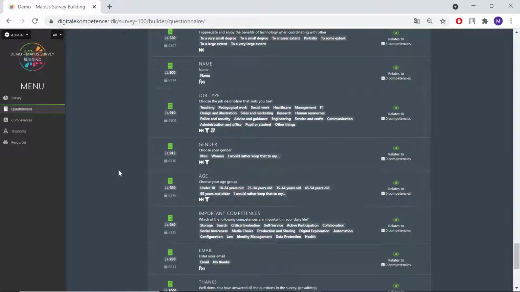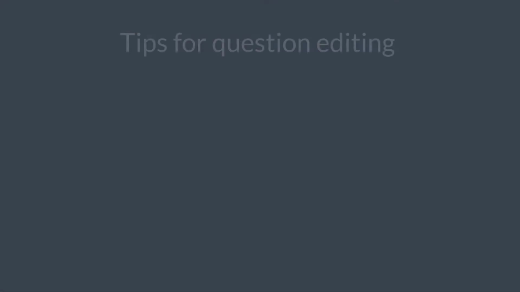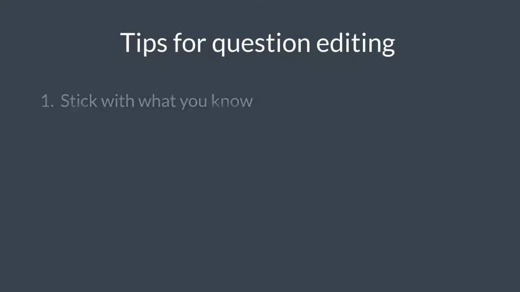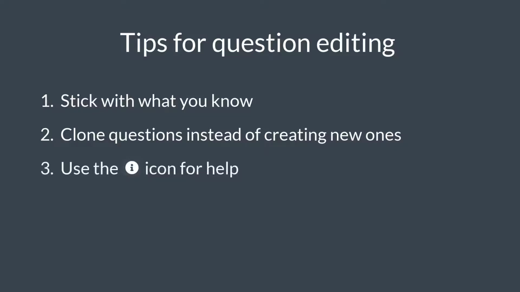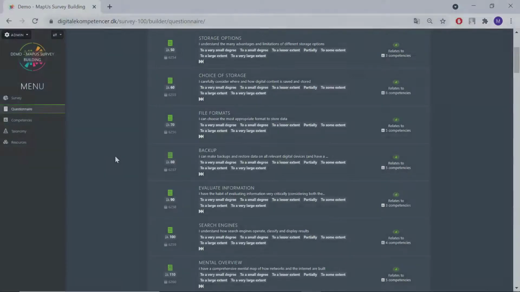Before you start adjusting, adding, or deleting questions, there are a few things to be mindful of. The Question Manager is super easy to use if you just follow these 4 tips. Number 1, stick to using the adjustment tools you've been introduced to. Number 2, clone existing questions instead of creating new ones from scratch. Number 3, use the information icon to guide you if you're in doubt. And finally, number 4, delete cautiously. Deletions can't be undone. I'll now walk you through how to follow these guidelines in practice.